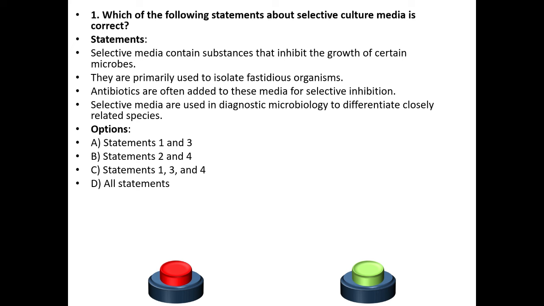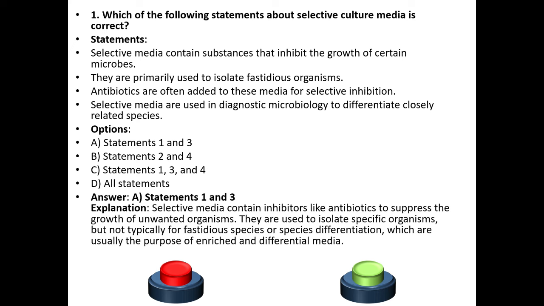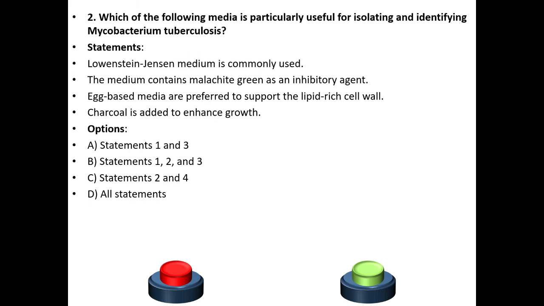Options A, B, C, D, which is correct? The answer is A, statements 1 and 3. Explanation. Selective media contain inhibitors like antibiotics to suppress the growth of unwanted organisms. They are used to isolate specific organisms, but not typically for fastidious species or species differentiation, which are usually the purpose of enriched and differential media.